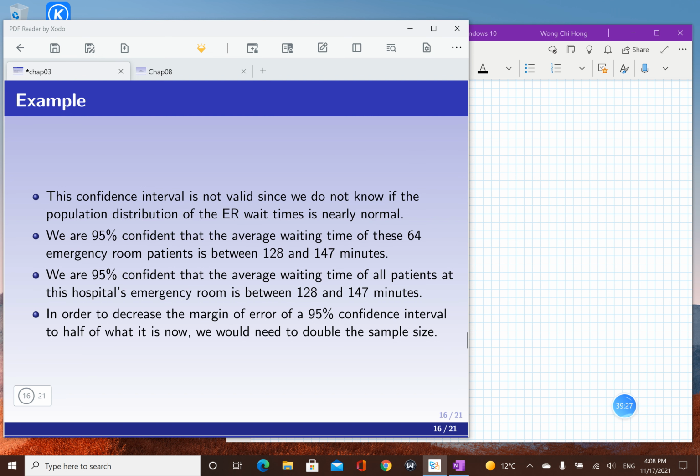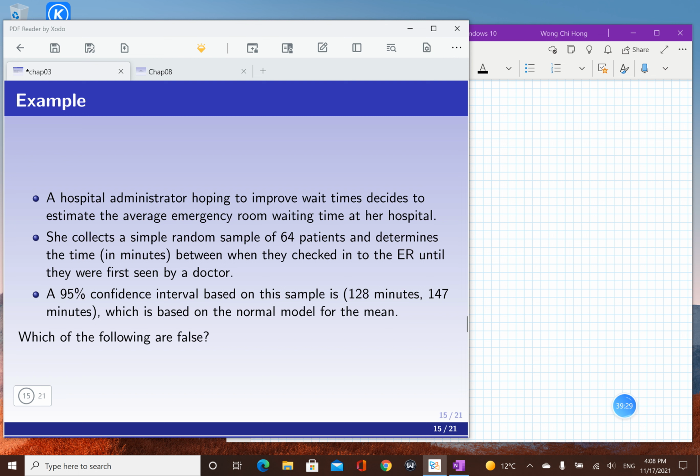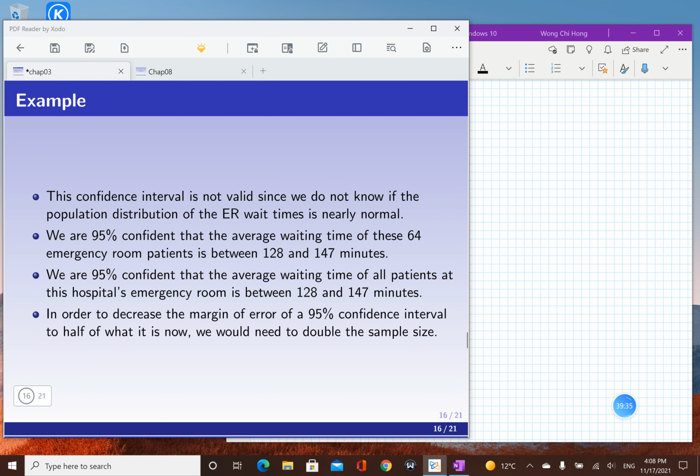I've got a confidence interval of 95% here, this 128 to 147. Then you say this confidence interval is not valid, since we do not know if the population distribution of the ER wait time is nearly normal. There's no point in doing this confidence interval after all, because we don't know anything about the probability distribution of this waiting time. Is that true? Is that not true?